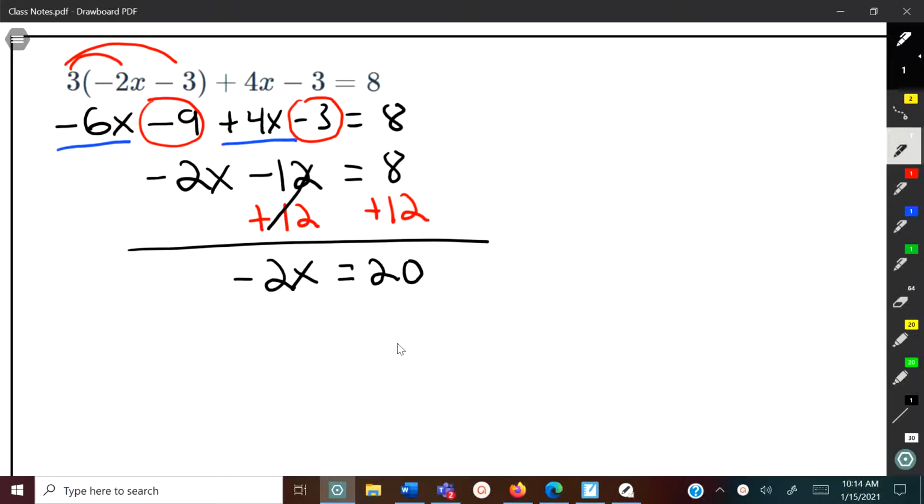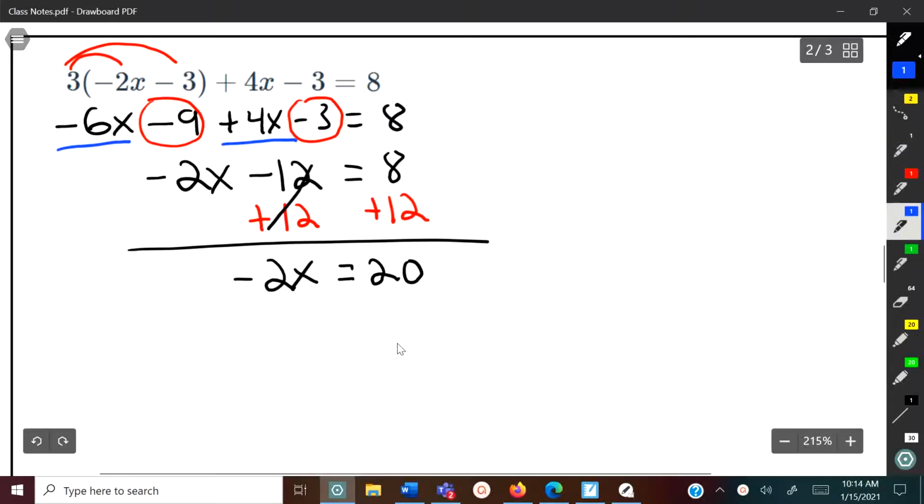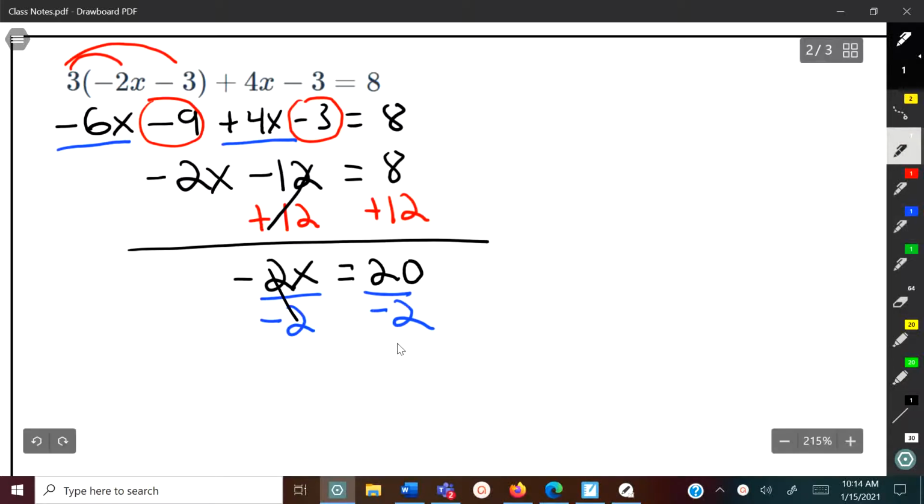Now, my last step is to isolate the x by this multiplied against the negative 2 and do the opposite, which is divide. So I'm going to divide by negative 2. The 2's cancel out, leaving x is equal to negative 10.